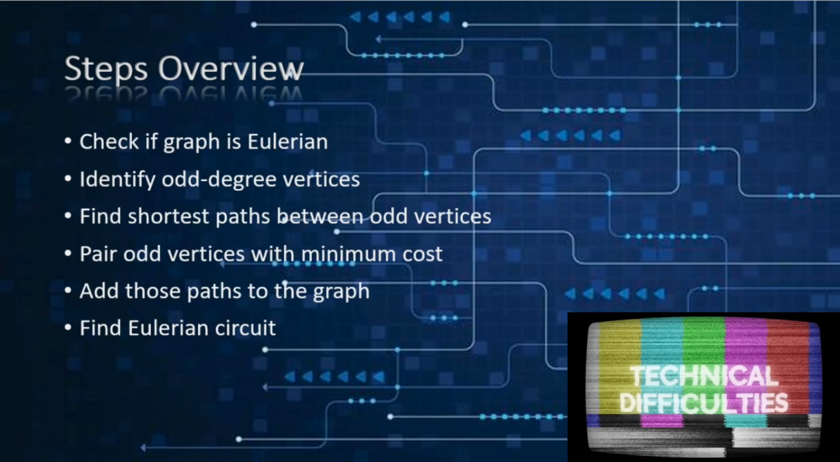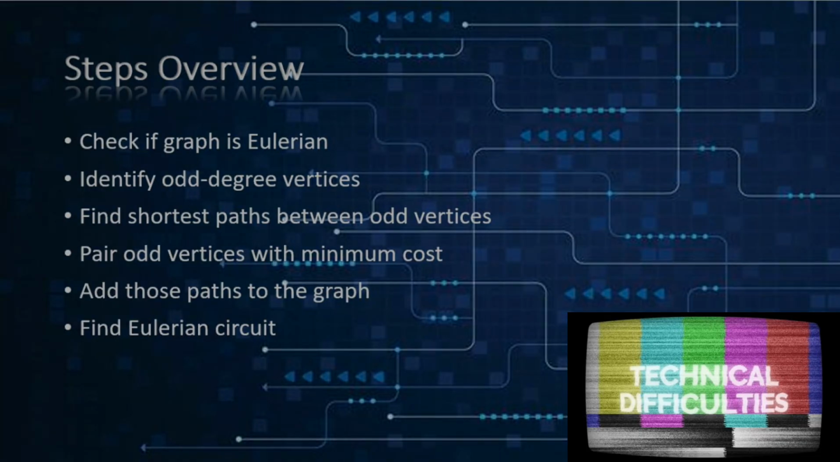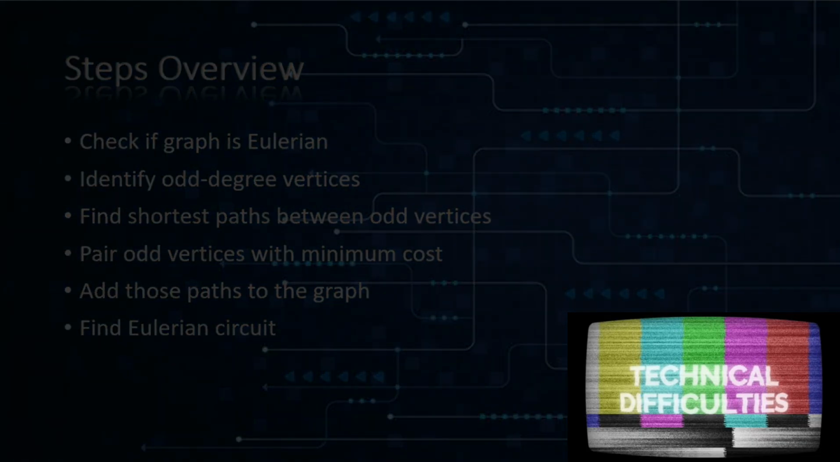Step 4. Choose the pairing of odd vertices that results in the minimum total distance. Step 5. Add those paths to the graph, making all vertex degrees even. Step 6. Find an Eulerian circuit in the modified graph. That Eulerian circuit is the solution to the Chinese Postman problem.